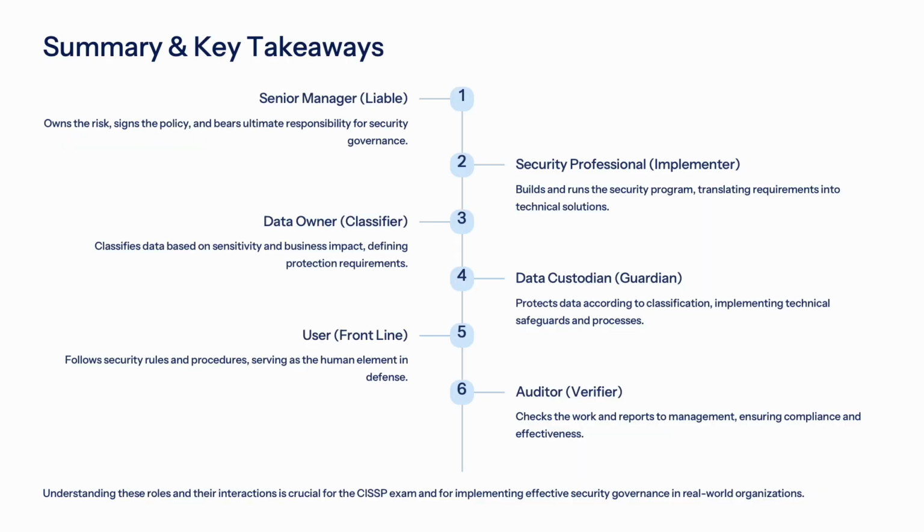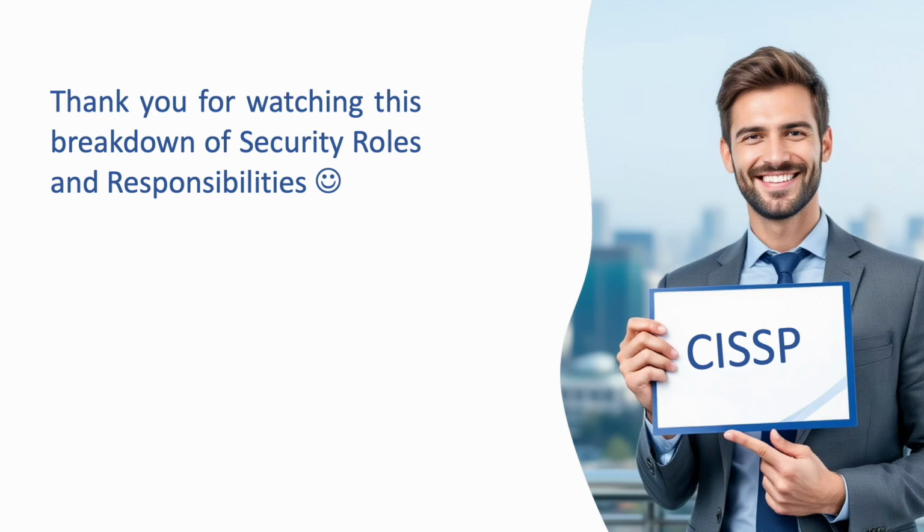So let's quickly recap the six essential security roles. The senior manager is liable and owner of the overall risks. The security professional is the technical implementer. The data owner classifies the data. The data custodian protects the data. The user is the frontline responsible for following procedures. And the auditor verifies that everything is working correctly. Understanding the distinct responsibility of each role is critical for the CISSP exam and also for real-world security governance.